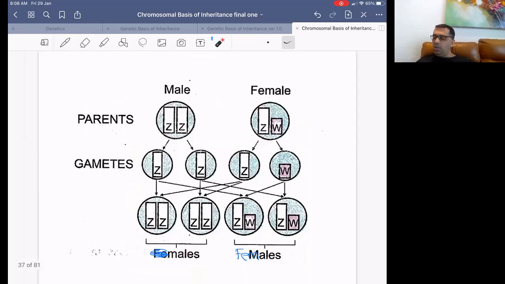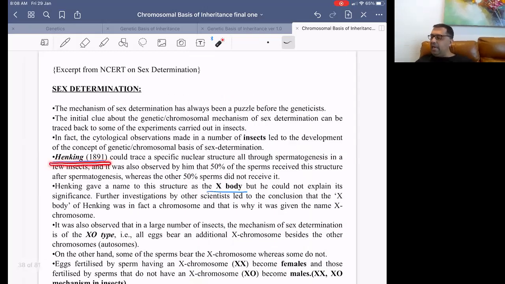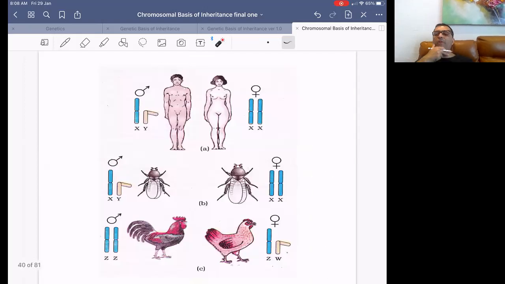It was Henking in 1891 who found the X chromosome. The X chromosome was found by Henking in 1891. So, sir, we have analyzed the concept of sex determination in humans and other animals. I hope you have understood this.